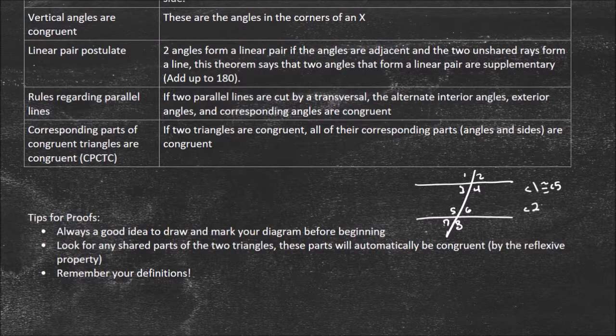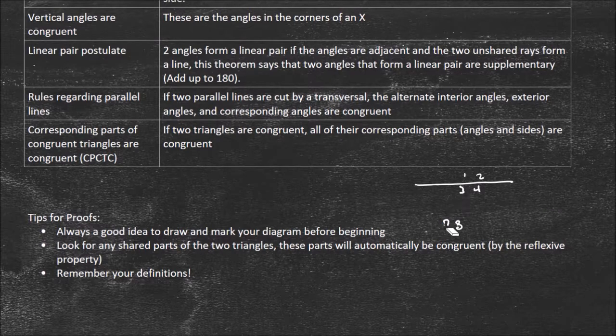Then angle 2 is going to be congruent to angle 6. Angle 3 is going to be congruent to angle 7. And angle 4 is going to be congruent to angle 8. So those are corresponding angles.